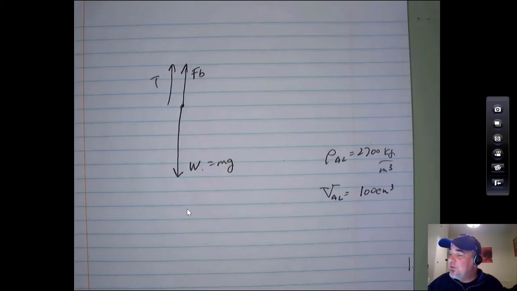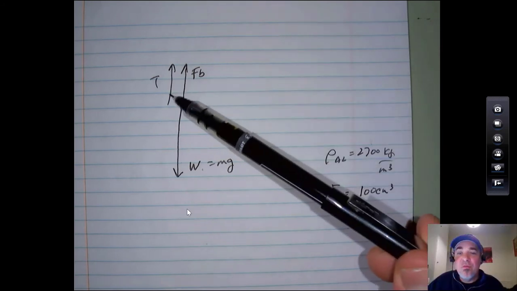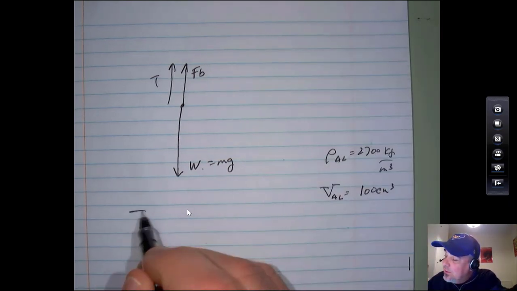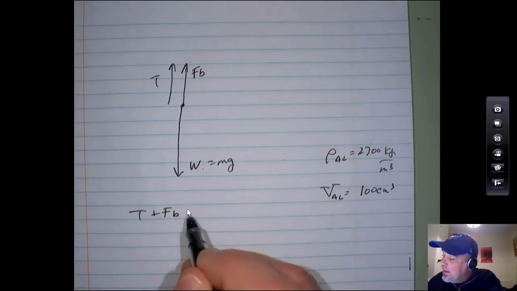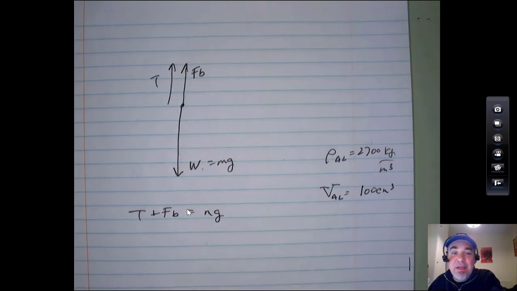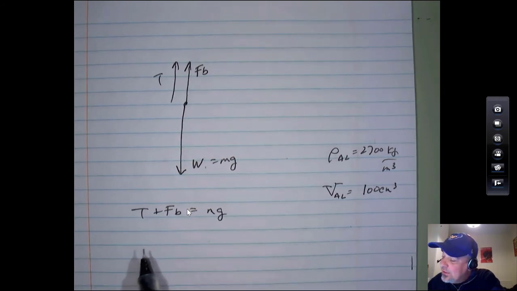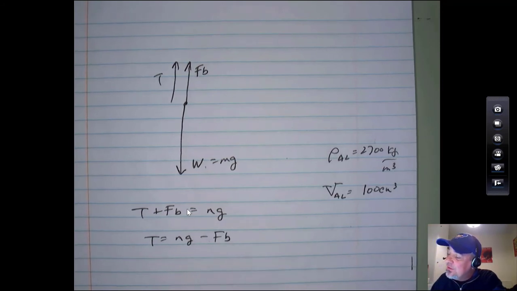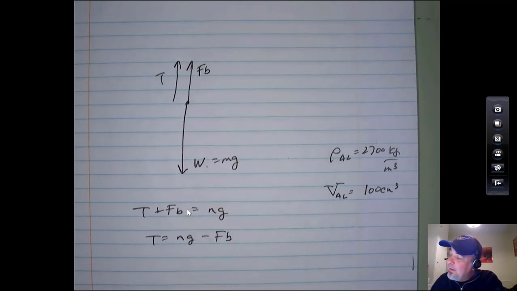Alright, so it's similar to the hippo problem, actually. It's just that instead of there being a normal force up, we have tension that's up. That's the free body diagram. So we know that the tension plus the buoyant force has to be equal to the weight, mg. So then the tension is mg minus the buoyant force. So you can see it's really similar to what we did before.